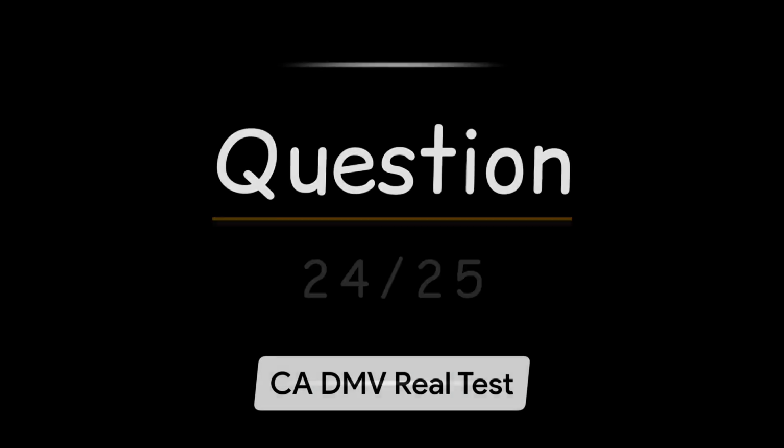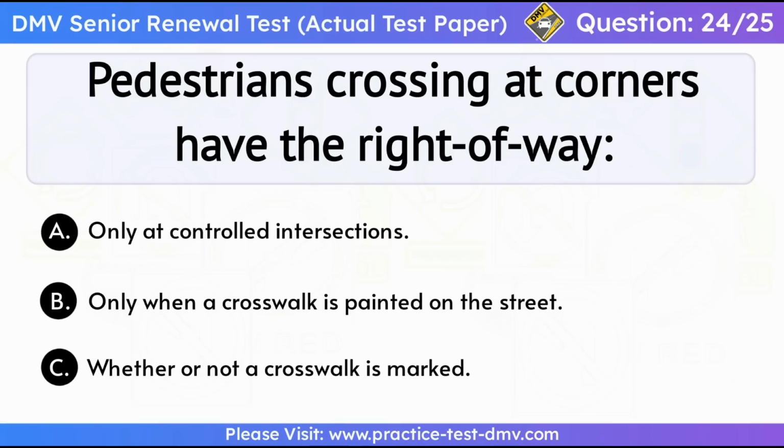Question 24. Pedestrians crossing at corners have the right of way. A. Only at controlled intersections. B. Only when a crosswalk is painted on the street. C. Whether or not a crosswalk is marked. Correct answer, C. Whether or not a crosswalk is marked. Respect the right of way of pedestrians. Always stop for any pedestrian crossing at a corner or crosswalk, even if the corner is without traffic signal lights. You should stop for pedestrians crossing at any crosswalk, whether or not the crosswalk is marked by painted lines.